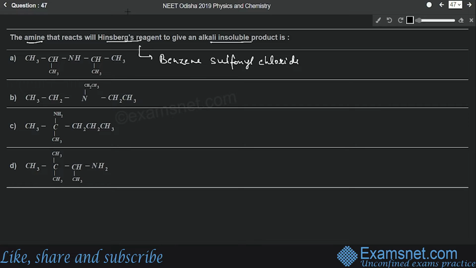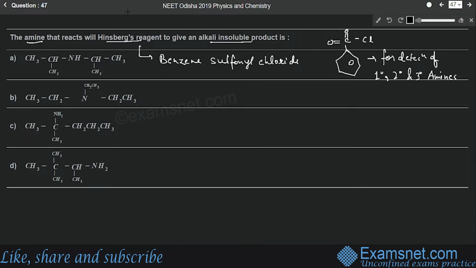Let's have a look at the structure. We have a benzene ring here. Then here we have a sulfur, double bond oxygen, and one single bond chlorine. So this is Hinsberg's reagent. Now it is used for the detection of primary, secondary and tertiary amines, that is 1 degree, 2 degree and 3 degree amines. That means it will be able to differentiate among these three types of amines.